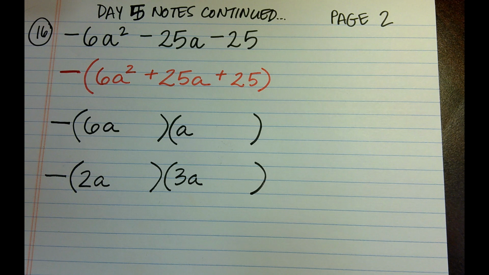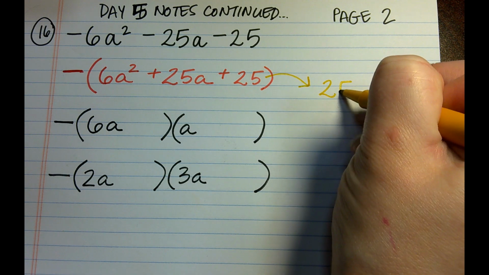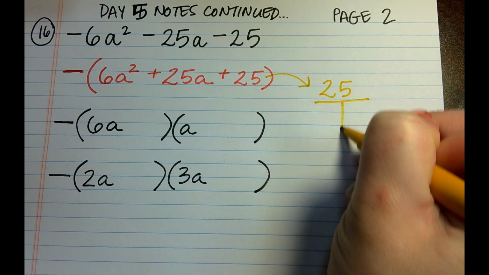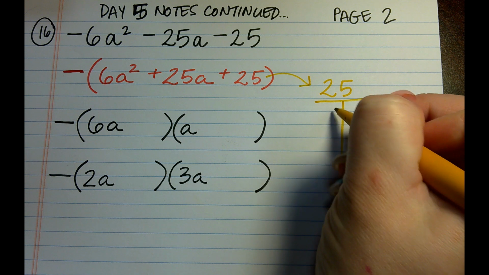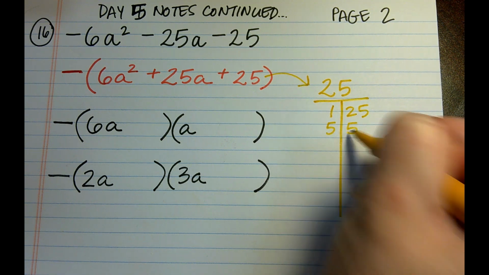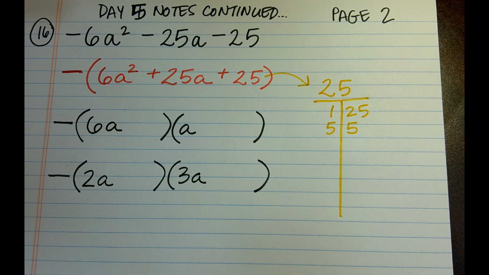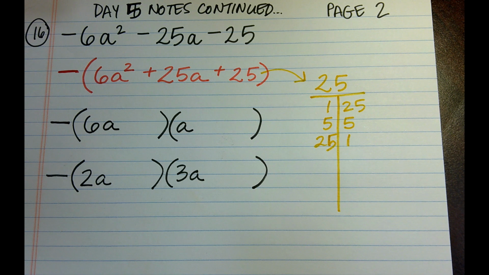And where do we go from here? Factor out C. Let's see all the factors of C, of 25. So what are our options? 1 and 25, and 5 and 5. That's it. I guess you could also do 25 and 1. So those are our only options.